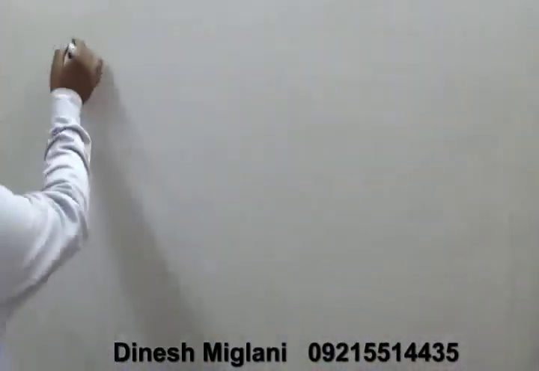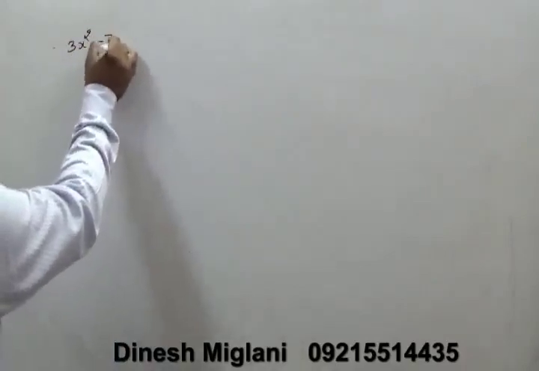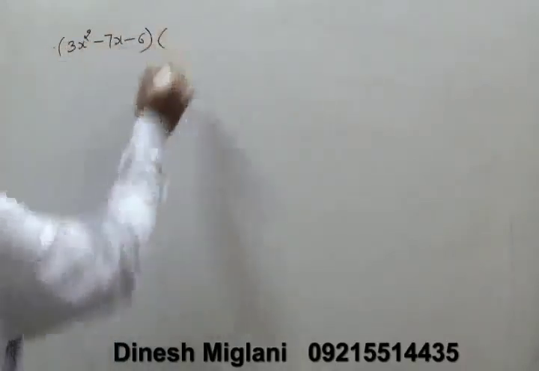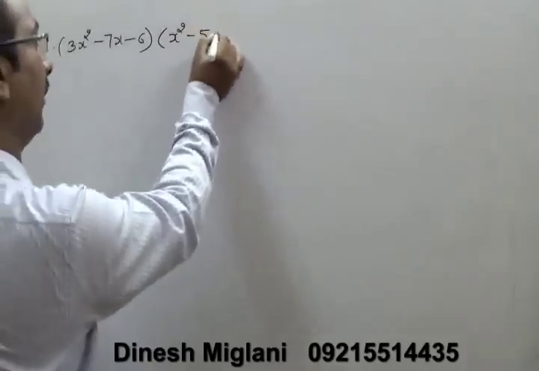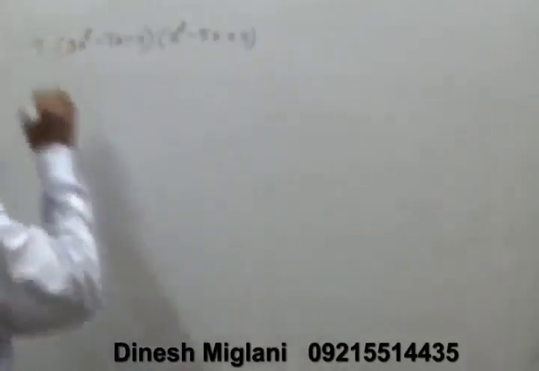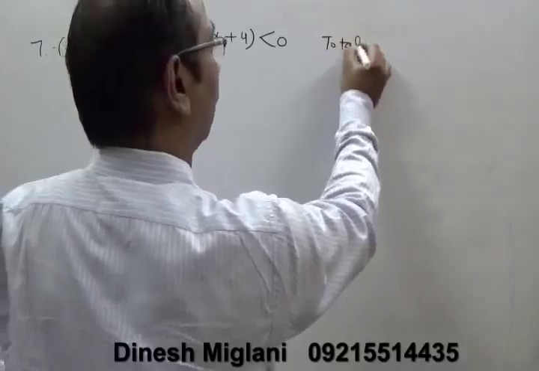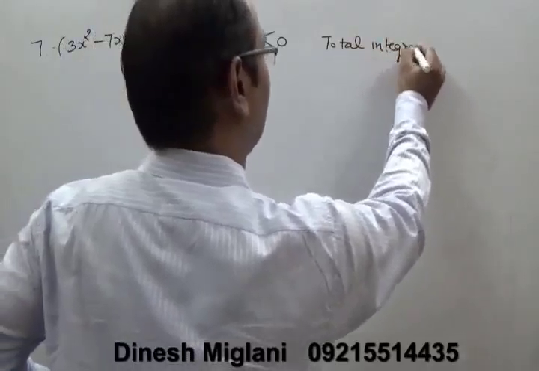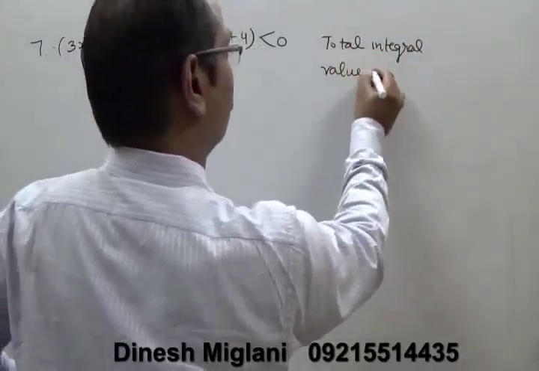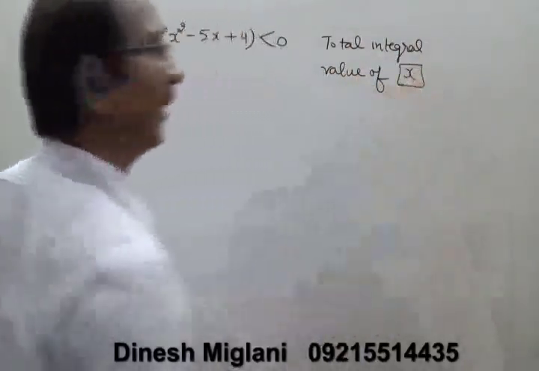Okay, then we have the next type of questions here, question number 8, which are based on the concept of inequality, as well as a new point that has been added into this. The question is, it is given that (3x² − 7x − 6)(x² − 5x + 4) is less than 0. We have to find out the total integral values of x. Total possible values of x where x is an integer.